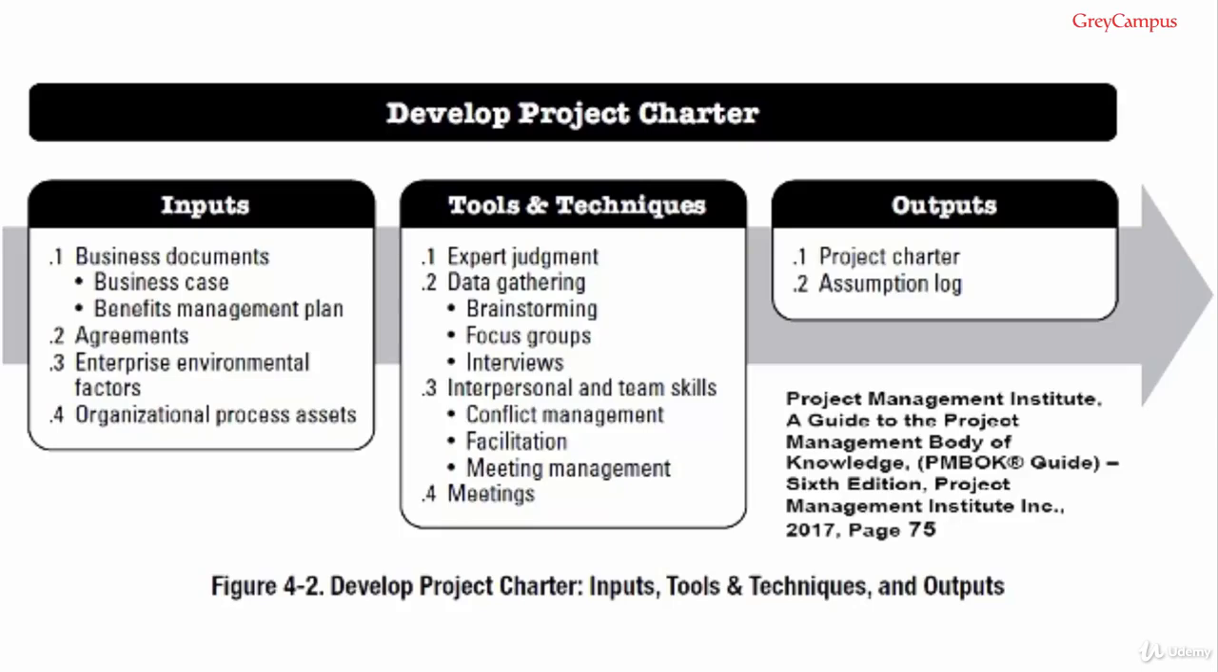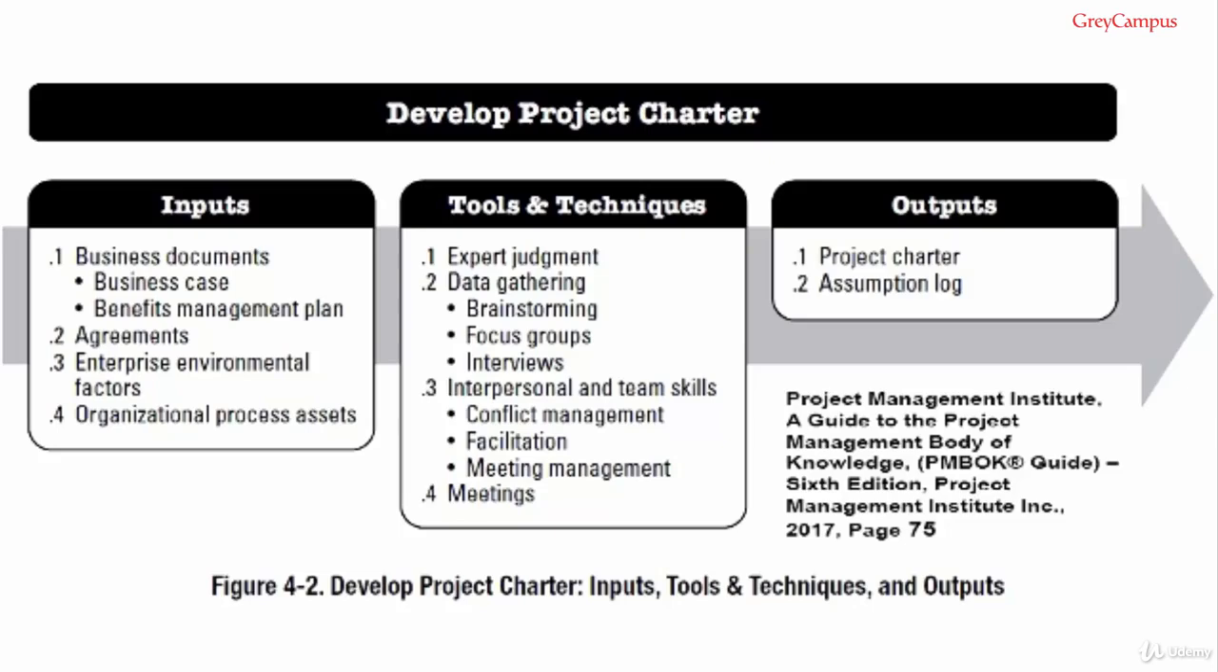An important point to remember is that PMI has sorted the inputs and outputs into order of importance or order of relevance where possible. For example, the primary purpose of the Develop Project Charter process is to develop the project charter, of course. And if you look at figure 4.2, we see project charter appears in the first position, which is where we expect it. Let's have a look at them in more detail, starting with the inputs.